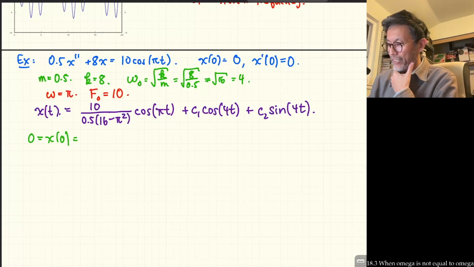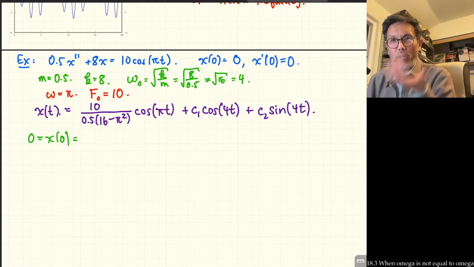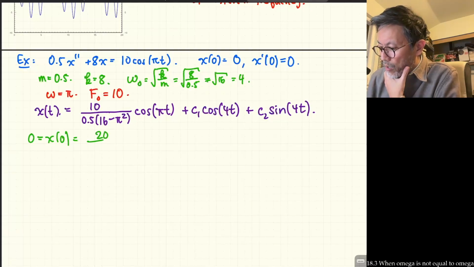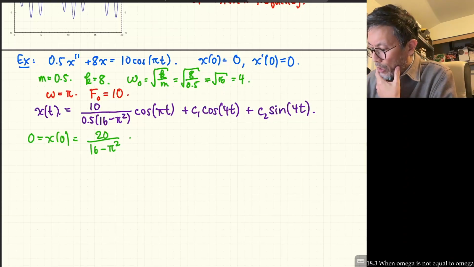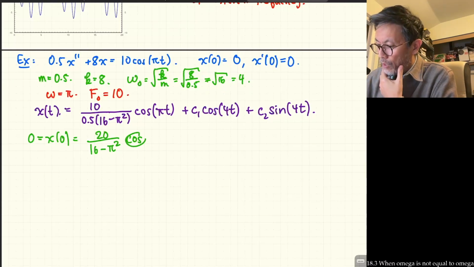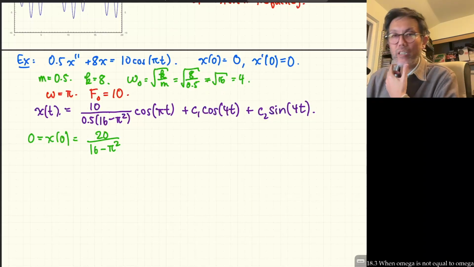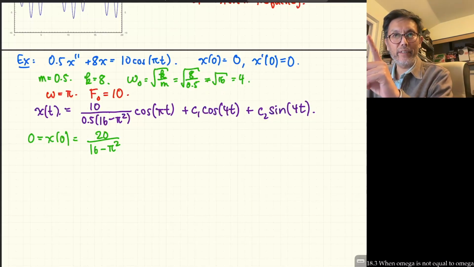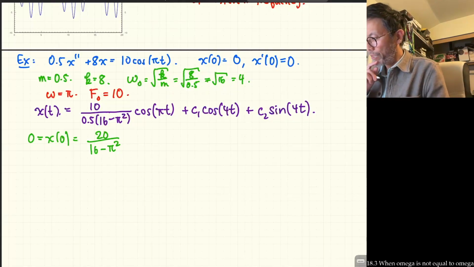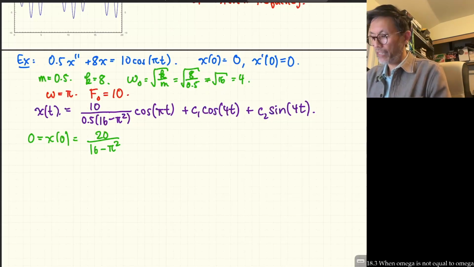But on the other hand, if I plug in 0 on the right-hand side, I get, oh, and I should simplify this. 10 divided by 0.5, how many 0.5s go into 10? Well, there's 20 of them. So this is really 20 over 16 minus pi squared. In fact, I don't even need parentheses now. Okay? Times cosine pi t. Oh, but the whole point is that when t is equal to 0, cosine pi t is cosine of 0, which is 1. Okay, so I get 20 over 16 minus pi squared. And then I have c1 cosine 4 times 0. That's cosine of 0. That's just c1.